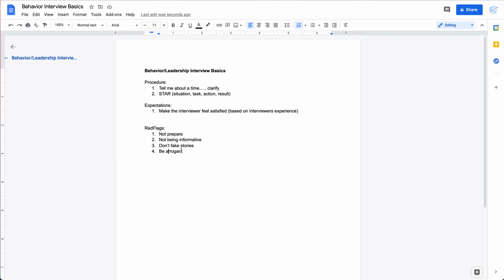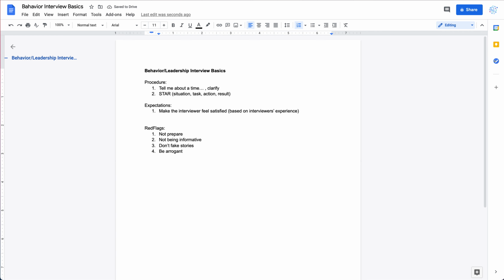Sometimes people may interchange between I and we, so what we did or what I did. Try to make it a bit clearer to say, this is what I did, or this is what the team did. Try to have a clear boundary between you and the rest of the people, because people want to focus on your experience in different situations. So the expectation is to make the interviewer feel satisfied based on their experience. Yeah, that's pretty much it.